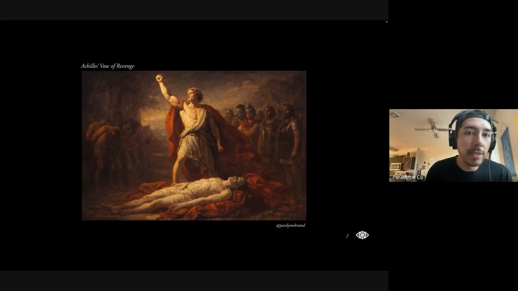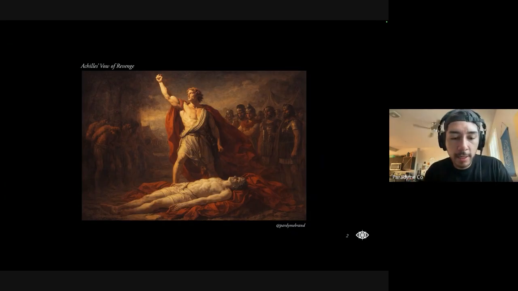Achilles' vow of vengeance. Achilles stands over Patroclus and declares that Hector will pay for his death. His grief transforms into something sharper, focused, violent, and unstoppable. He promises that Patroclus will not be buried until Hector's body is brought back in return.